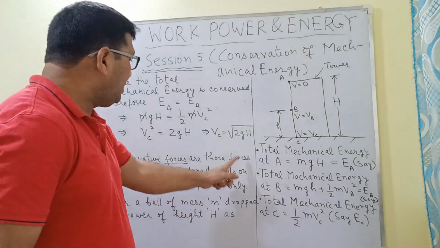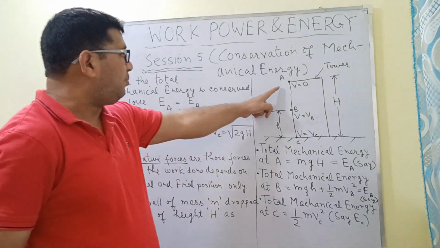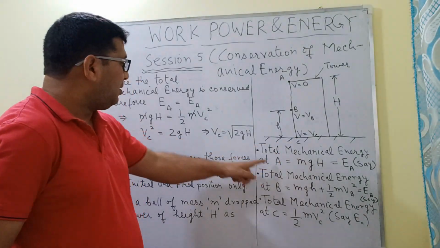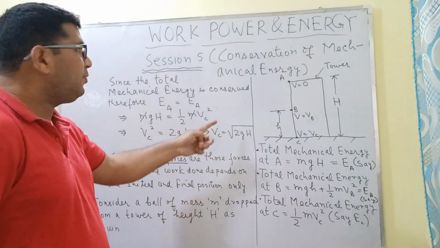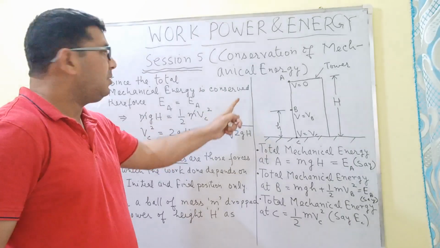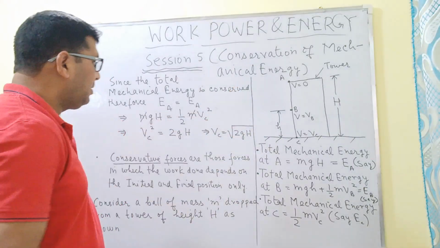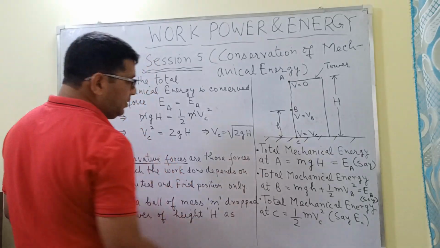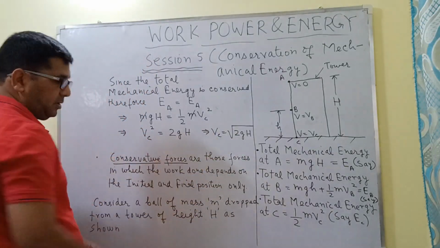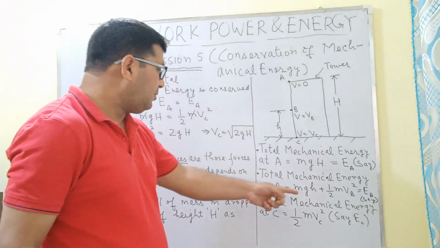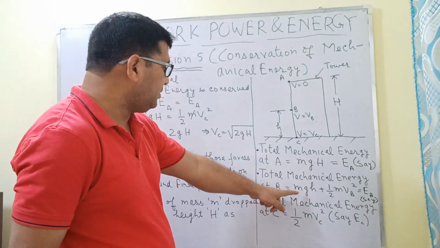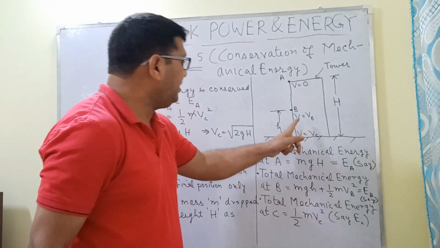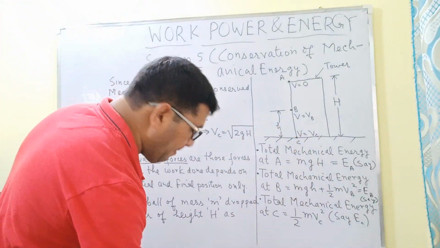Okay, so this is the velocity of this ball when it touches the ground by the law of conservation of mechanical energy. So I have got the value of Vc, which is equal to under root 2gh. Now we will calculate the value of the velocity of the ball when it is at the point B.